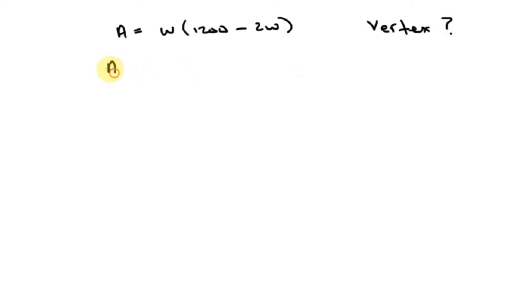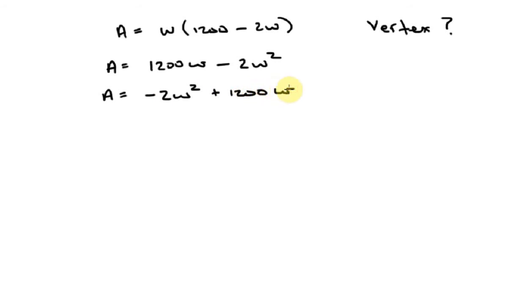So what would I do if this was any other quadratic function? Well, I'd expand out the brackets. Okay, so let's do that. So w times 1200 and w times the 2w, so that's negative 2w squared. And let's just rearrange the order so it's a little bit easier to read. Negative 2w squared and then plus 1200w. Now, I get a choice. I can go straight to the vertex formula if I wanted, or I could just go ahead and complete the square. It doesn't matter which process you'd want to use.